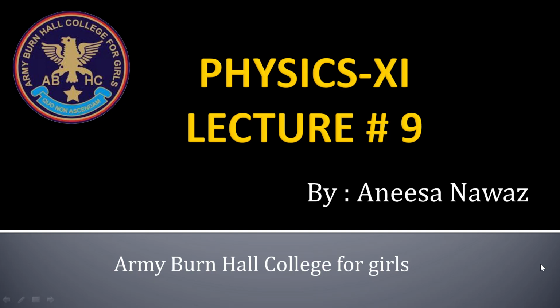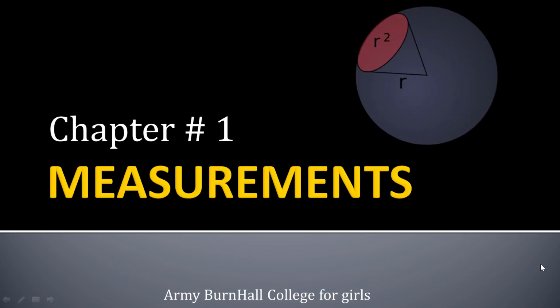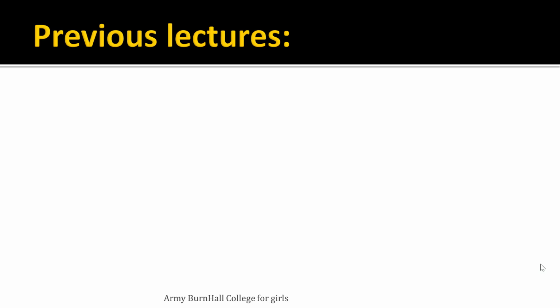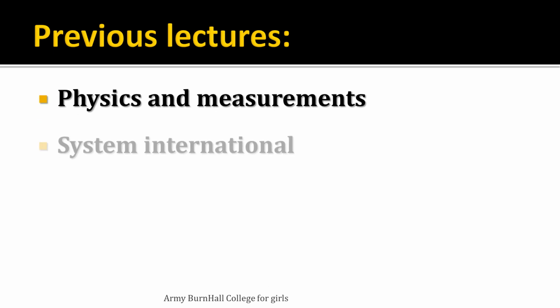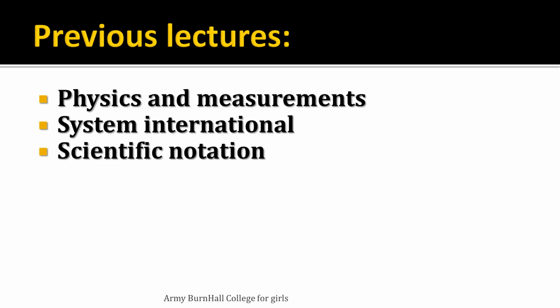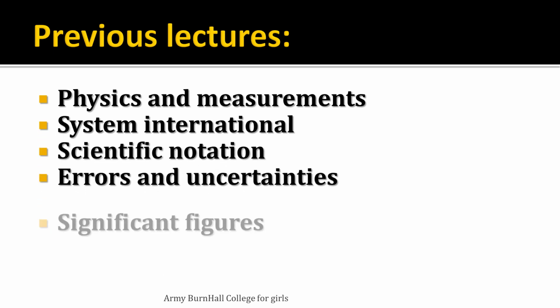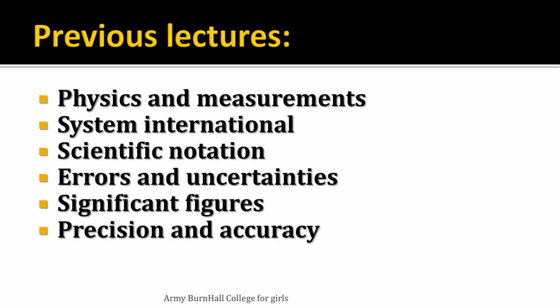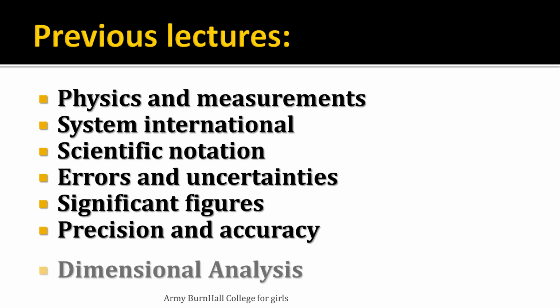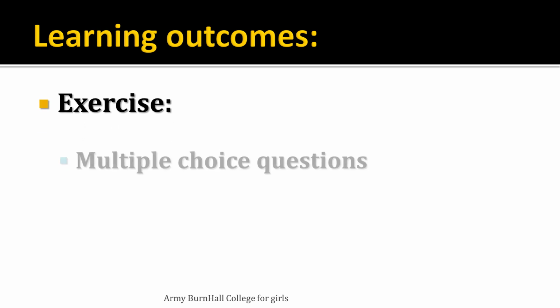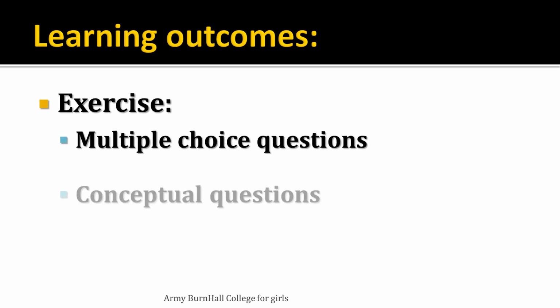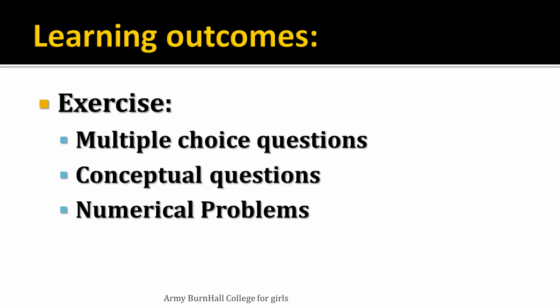This is our lecture number 9 from chapter number 1, Measurements. In all the previous lectures, we have discussed physics and measurements, system international, scientific notation, errors and uncertainties, significant figures, precision and accuracy, and dimensional analysis. Our chapter has now been completed and we are moving towards the exercise, in which we will discuss multiple choice questions, conceptual questions, and numerical problems.